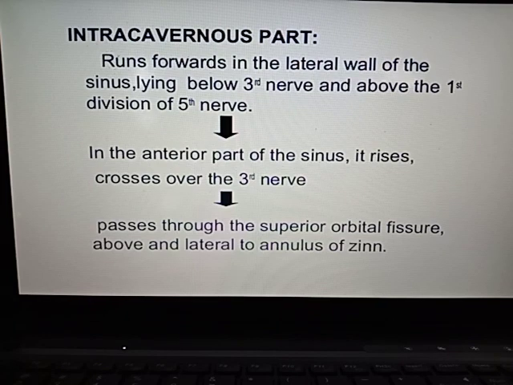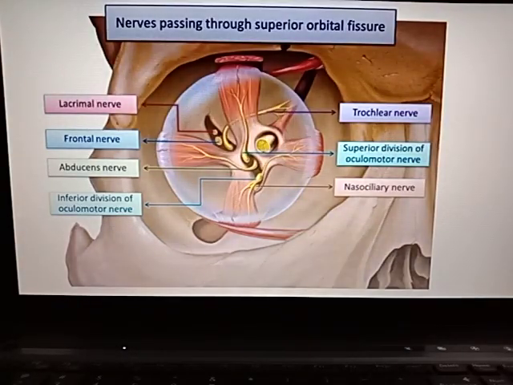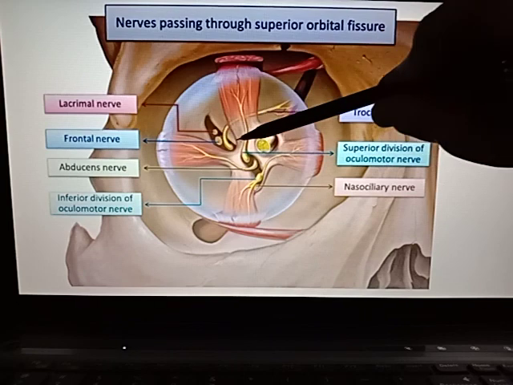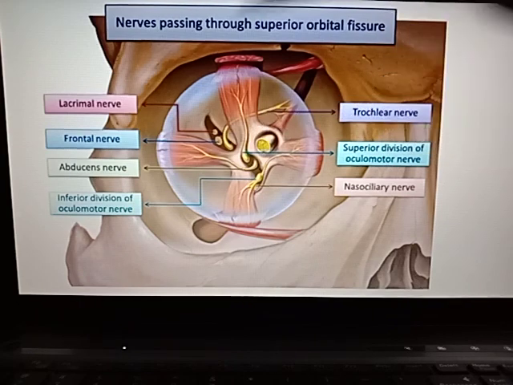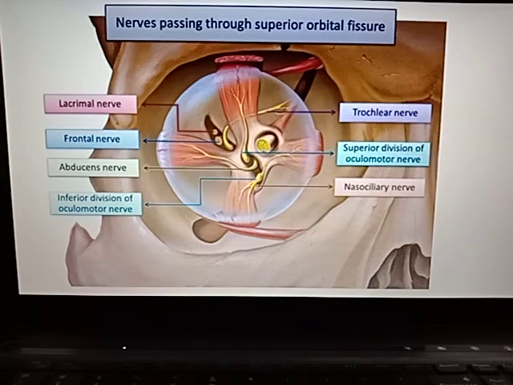It goes to the superior orbital fissure and passes above and lateral to the annulus of Zinn. So it enters the orbital cavity. This is the picture. This is the trochlear nerve. It lies above and lateral to this annulus of Zinn. From the annulus of Zinn, all of the muscular origin takes place.